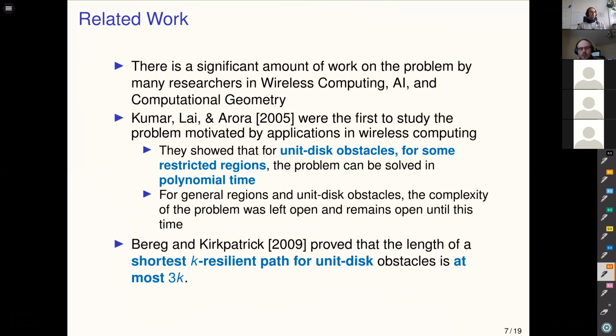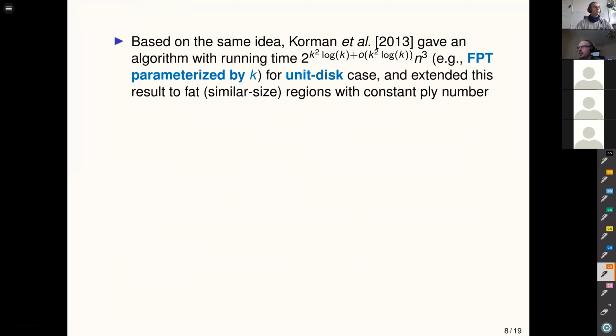And in the setting of unit disks, later de Berg and Kirkpatrick showed that the length of the shortest k-resilient, here I say k-resilient, but this is basically k-valid, path in this auxiliary graph for unit disks is always at most 3k, right? So if I remember correctly, they show that if you have unit disks, then the path from S to T never needs to intersect any unit disk more than three times. And based on this result, Korman et al. gave an FPT algorithm for the unit disk case. So it's still not known whether it's polynomial or NP-hard, but to get closer to answering this question, they gave an FPT algorithm.